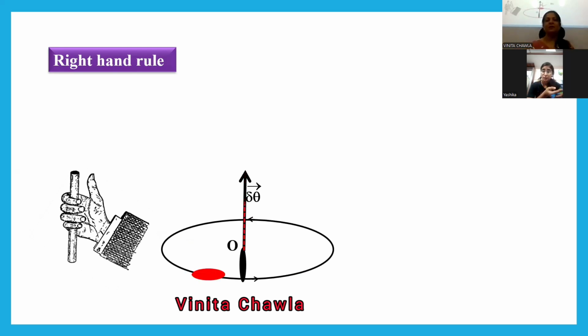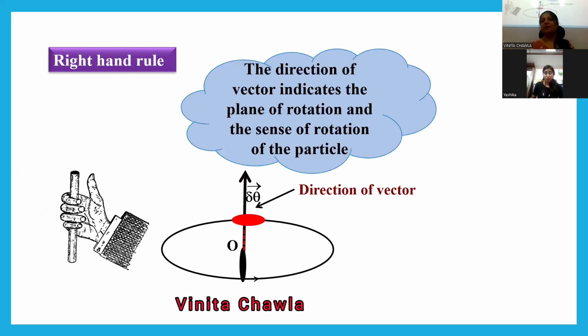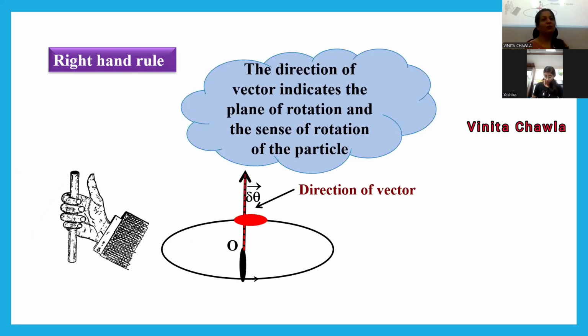ये कैसे डायरेक्शन है? जो प्लेन है उसके परपेंडिकुलर. The direction of the vector indicates the plane of rotation and the sense of rotation of the particle.